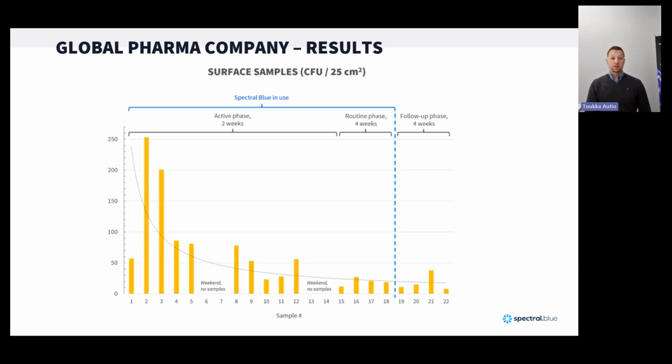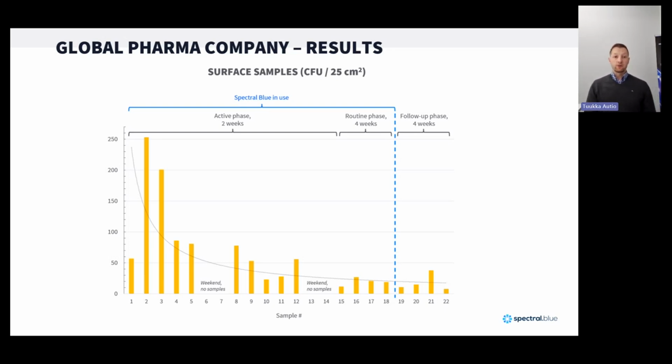And here is what the results look like. On the horizontal axis, you have the number of the sample, and on the vertical axis, you have the CFU count level. As you can see, the first 2 weeks, they took samples every working day, excluding weekends. And after that, they had a routine phase of 4 weeks where they took 1 weekly sample. And after 6 weeks, they turned off the blue lights and took follow-up samples for 4 weeks.